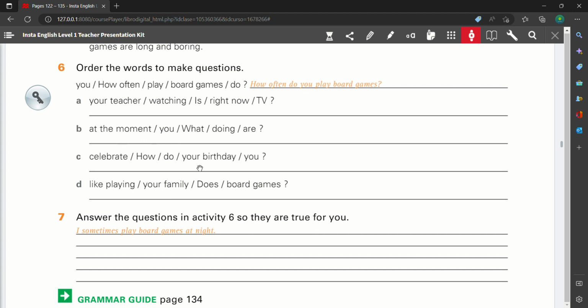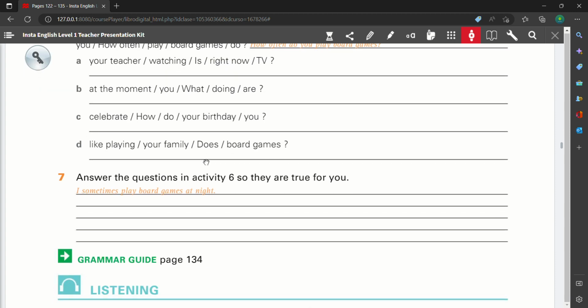Celebrate. How do your birthday? You. How do you celebrate your birthday? Like playing your family does board game. This is for you. I'm not going to help you here.